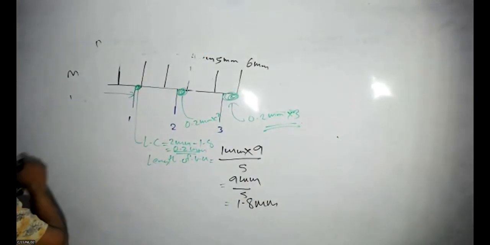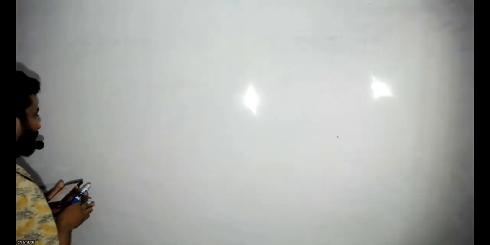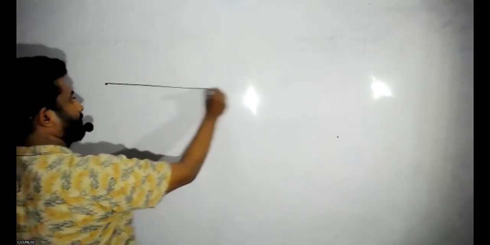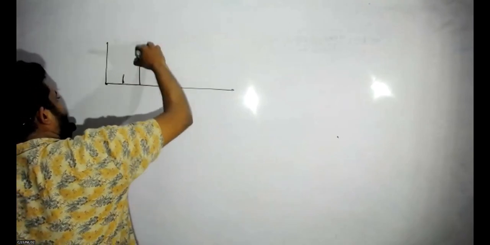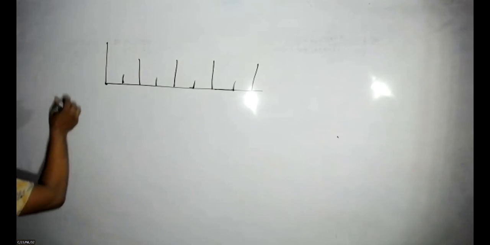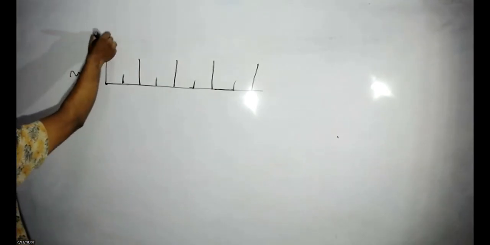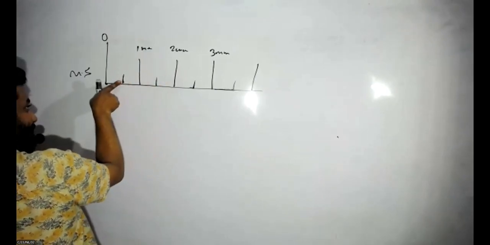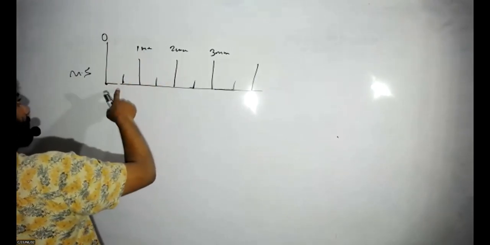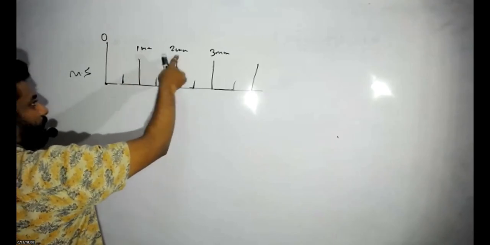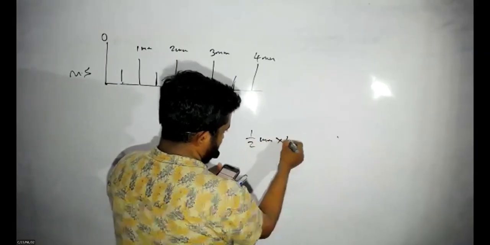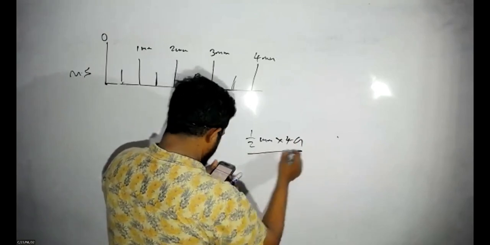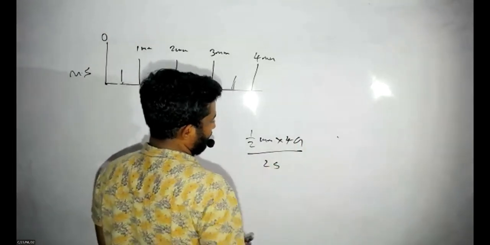Here you have to find the reading, right? You have to draw this diagram. Draw the diagram first. The main scale is calibrated in half millimeter divisions. This one is the main scale, 0. This one is the first main scale division, half millimeter, then 1 millimeter, 2 millimeter, 3 millimeter, 4 millimeter. 49 half millimeter divisions coincide with 25 equal vernier divisions.